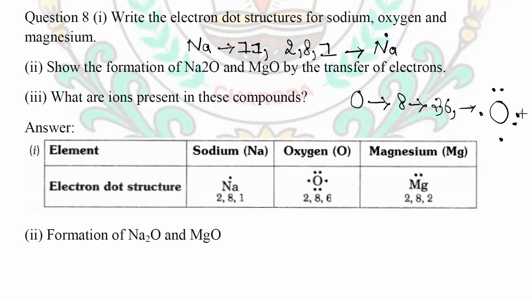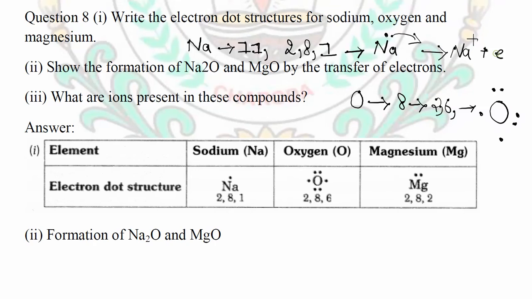and two pairs of electrons are present. Okay, while in the case of sodium only one electron is present, that is also unpaired. So here what will happen? The sodium will be ready to release this electron. It will have a tendency to release the electron in order to attain a positive charge.